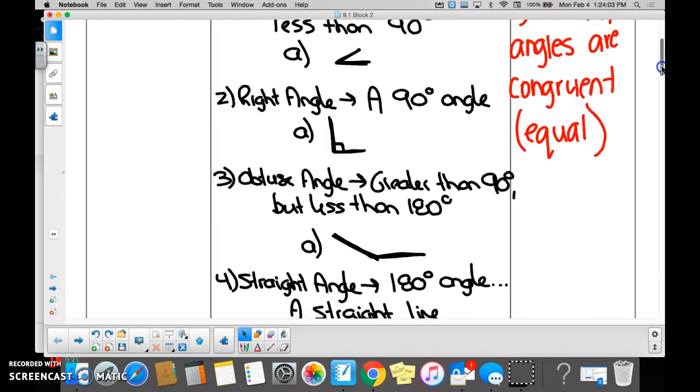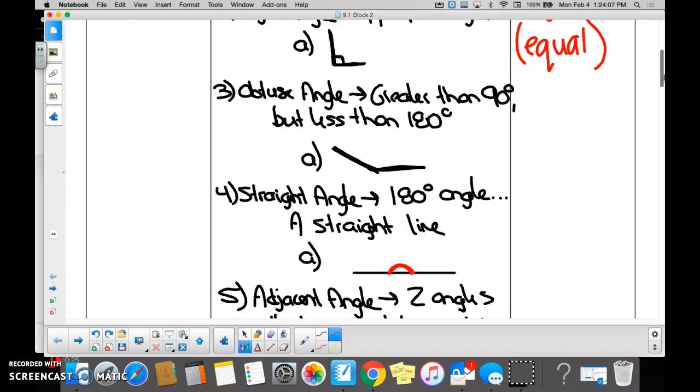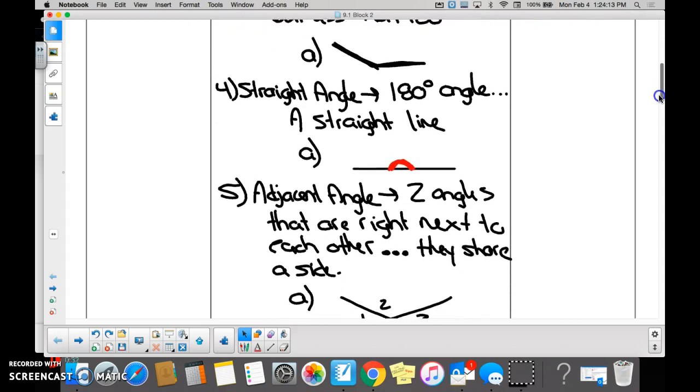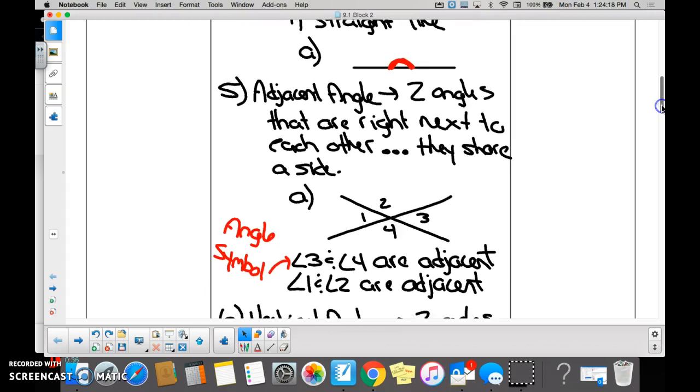What is a 180-degree angle called? Straight angle. And we know it's 180 degrees because a straight angle makes half of a circle. Adjacent angles are two angles that are right next to each other, and they share a what? Side. They share a side.